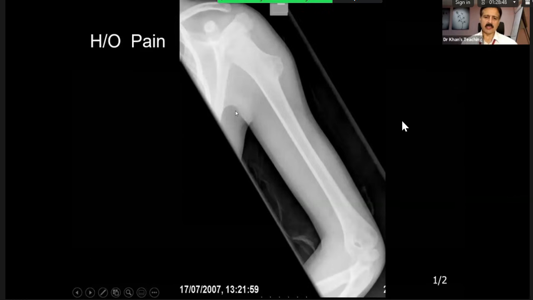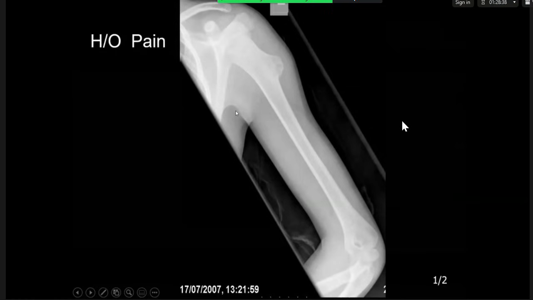This patient has presented with pain. What is your diagnosis? And what will you be worried about? What will you do? So my diagnosis is an osteochondroma. I'll be worried about a malignant transformation.